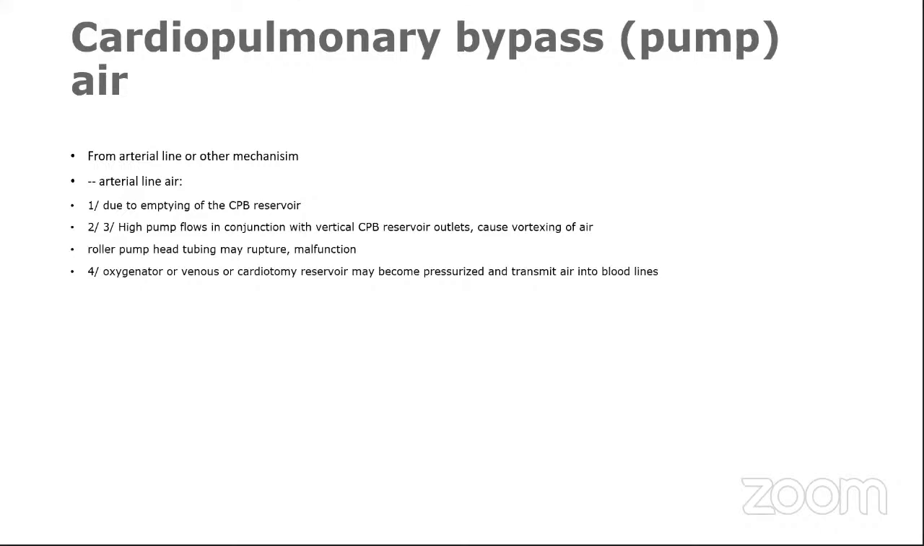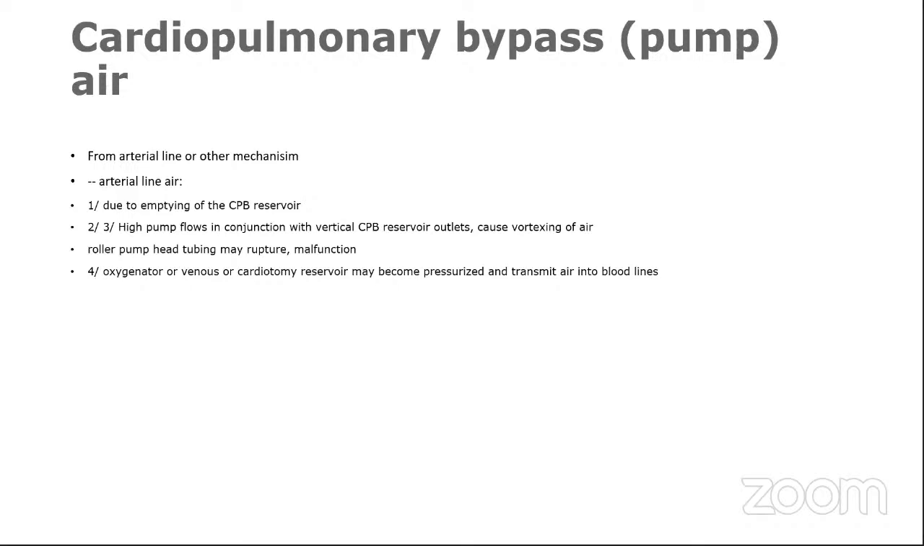The second is pump air. The pump can trap air either from the arterial line or other mechanisms. The arterial line, due to emptying of the cardiopulmonary reservoir. Once the cardiopulmonary reservoir is empty, it shouldn't be empty. The perfusionist should look at it always.